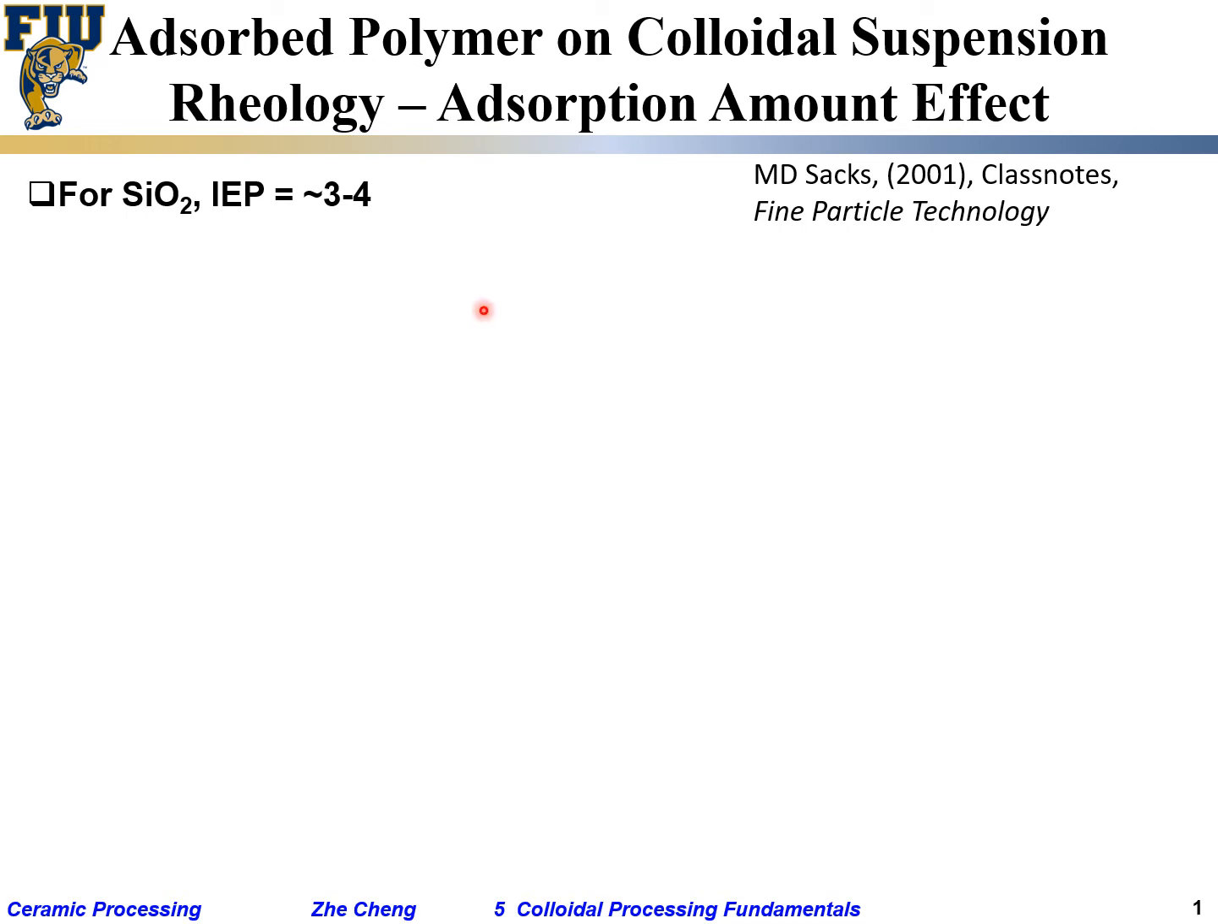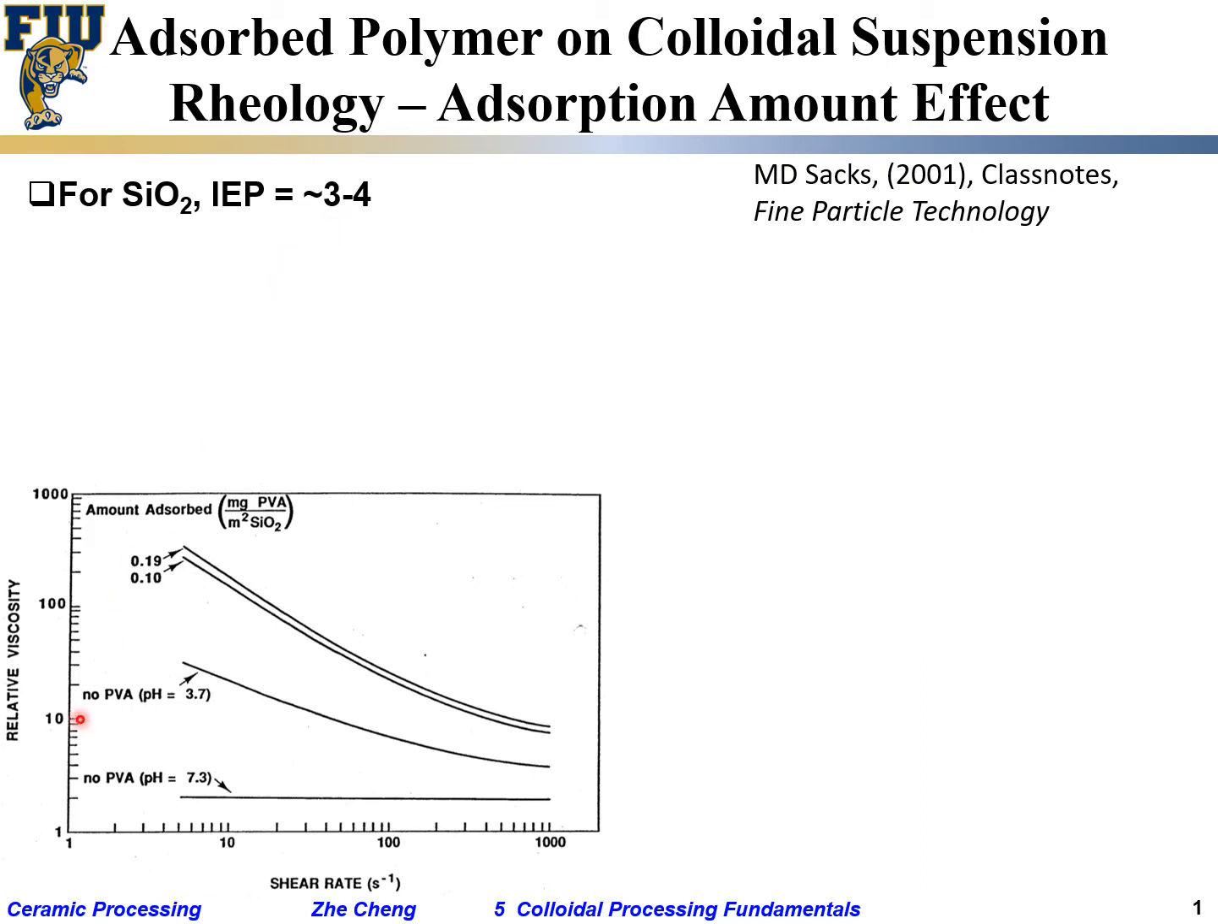Okay, so other than the pH effect, the amount of absorption, polymer absorption, would also influence rheology or viscosity. Here we're still using the example of silicon dioxide, but IEP of 3 to 4, and I'm showing a plot of viscosity versus strain rate, and then I have different amounts of absorbed PVA over ceramic particles.